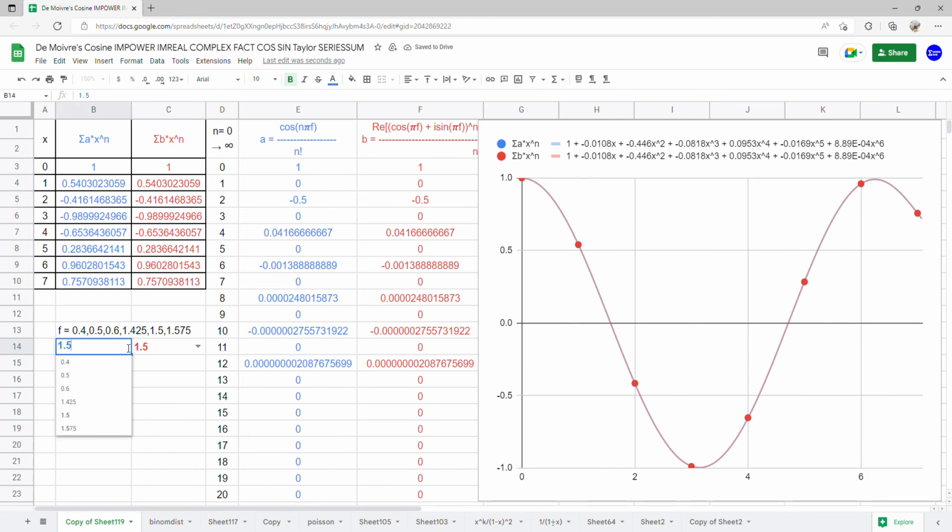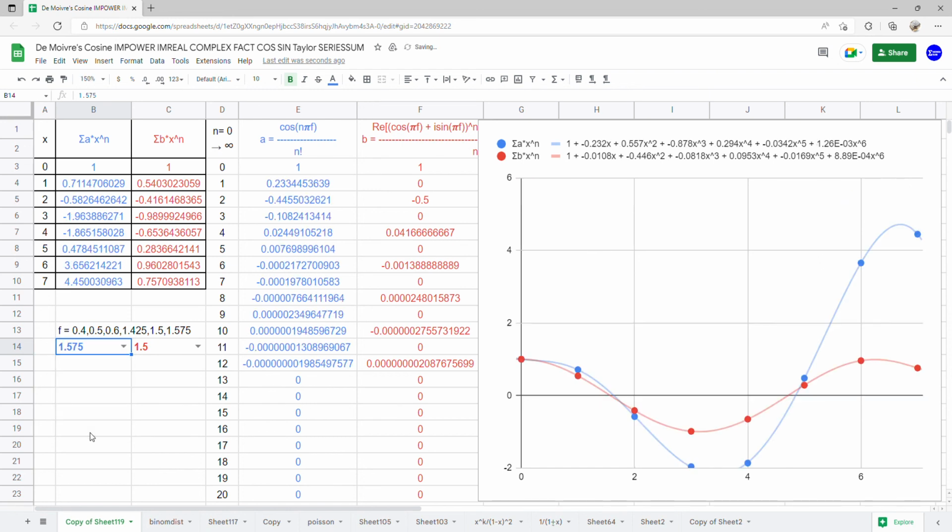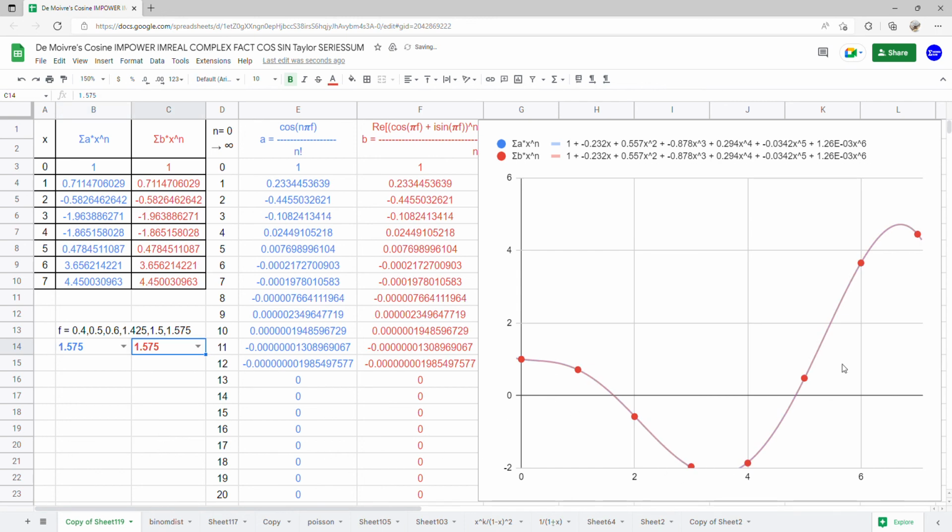Then we change this to 1.575. So we have an increasing cosine. Change this also to 1.575. Increasing cosine. So this completes the use of the series sum function to generate the Taylor series expansion of DeMoivre's cosine in two forms. This form, the cosine and the complex.